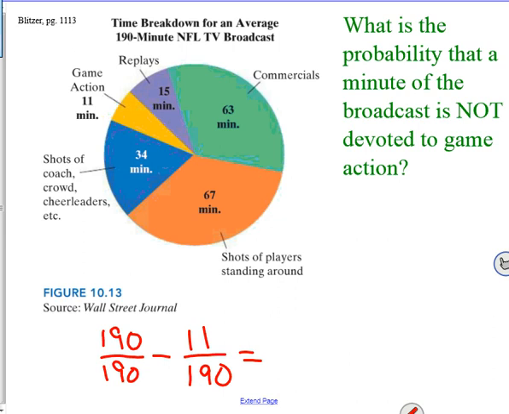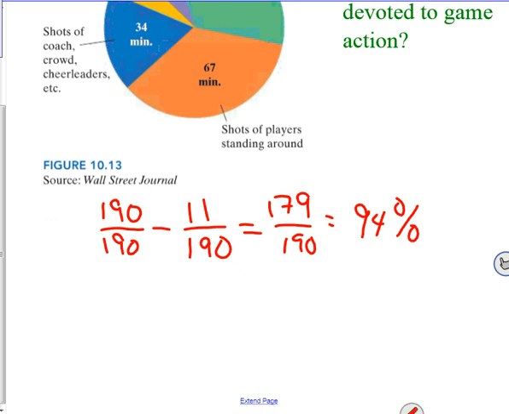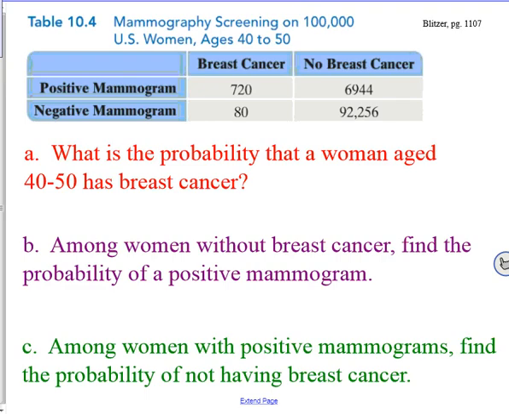That's sort of amazing to me. So 94% of that 190 minutes is not spent on game action. I mean, I guess theoretically you could say replays are game action. So even if we did that, we could try 190 minus 26, and we would get a different probability. That's still not a whole lot of the time you spend actually watching game action.